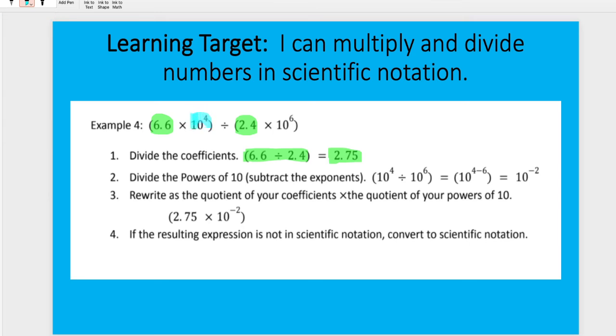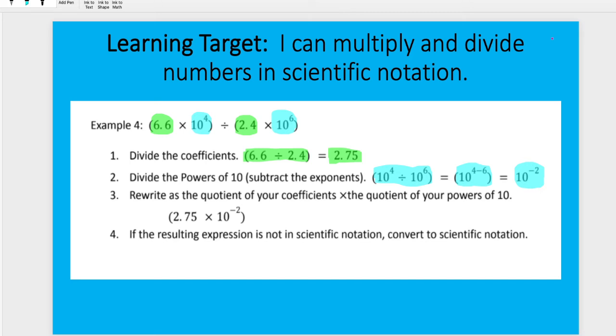And then I'm going to divide my powers of 10. So my first power of 10 is 10 to the 4th power. My second power of 10 is 10 to the 6th power. Remember that when you are dividing and you have the same base, like we do here, a base of 10 for both, you can subtract the exponents. So it would be 10 to the power of, and I'm going to do 4 minus 6, which is negative 2. So the quotient after I have divided my powers of 10 is 10 to the negative 2nd power.